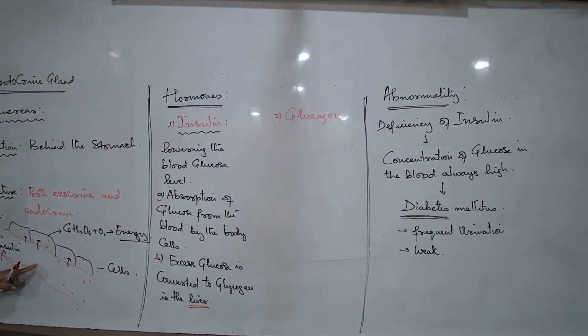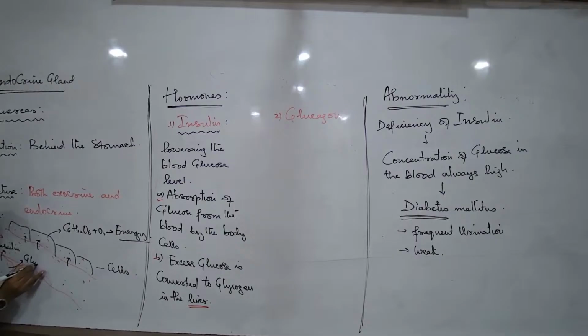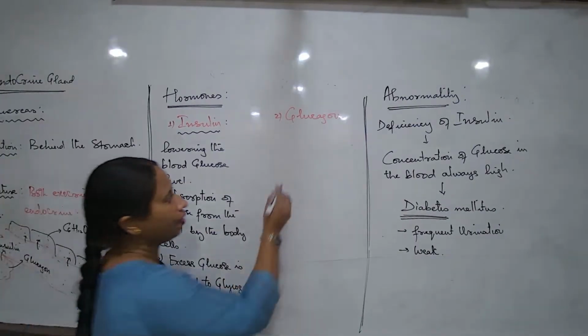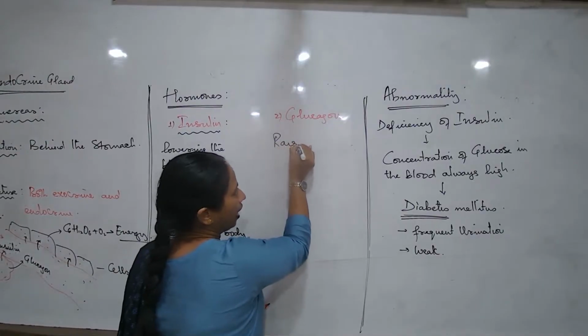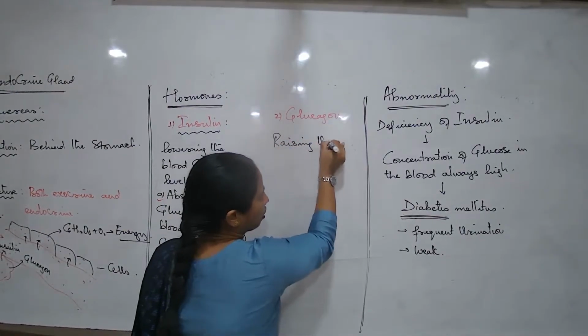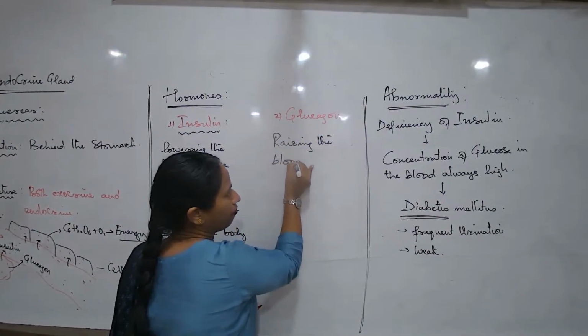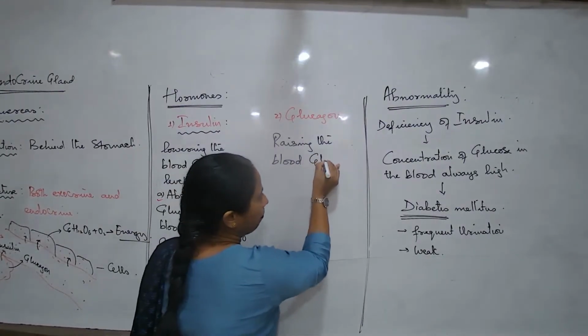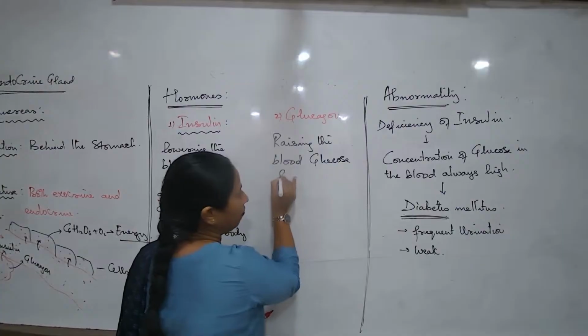Now, when the glucose concentration in our blood becomes lower and lower, glucagon gets released. So at that time, there will be one more hormone entering the blood, and what is the name of that hormone? Glucagon. But what is this hormone doing? This hormone is now raising the blood glucose level. This is doing the function just opposite to what insulin did. Raising the blood glucose level.